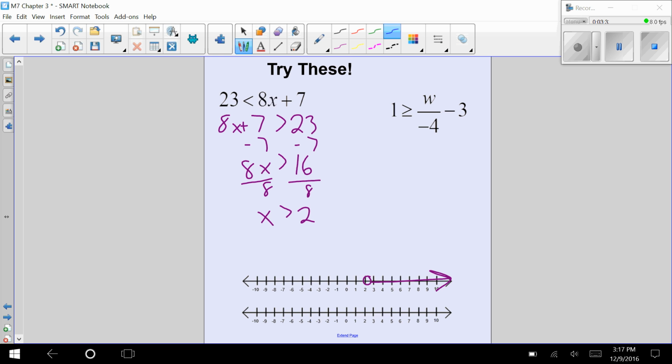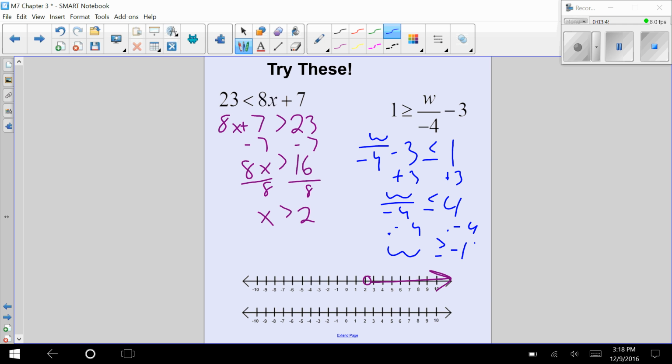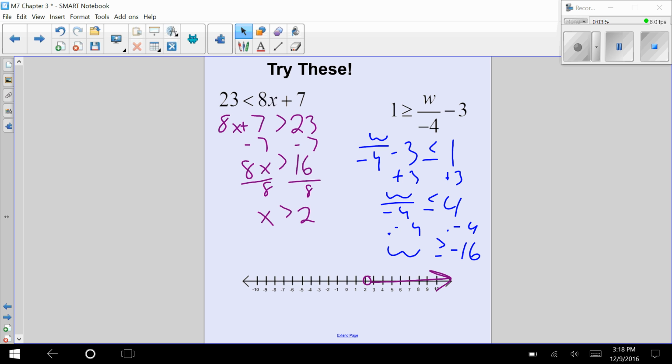For the second one, you should rewrite it as w over negative 4 minus 3 is less than or equal to 1. You add 3 to both sides. You get w over negative 4 is less than or equal to 4. And then multiply both sides by negative 4, leaving you with w is greater than or equal to negative 16. So now we need to graph it.